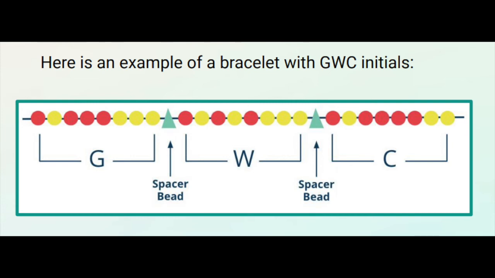Then there's a spacer bead. So that's a good idea to separate the 2 letters. And then the next letter is a W, and they have the pattern for it. Another spacer bead to show you that there is a separate letter. And then the last letter is the letter C.